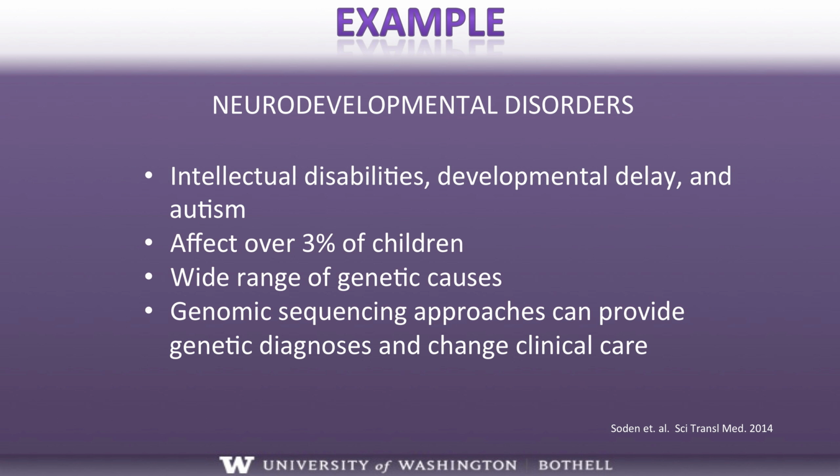So what are some examples of whole genome sequencing in practice? Well, neurodevelopmental disorders such as intellectual disabilities, developmental delay, and autism are quite common, affecting around 3% of children. The genetic roots of these conditions are hard to diagnose since they are influenced by variants in over 1,000 known genes. In one study, whole genome sequencing was able to provide a genetic diagnosis for about half of the children with neurodevelopmental disorders, which resulted in a change in clinical care for about half of those diagnosed.